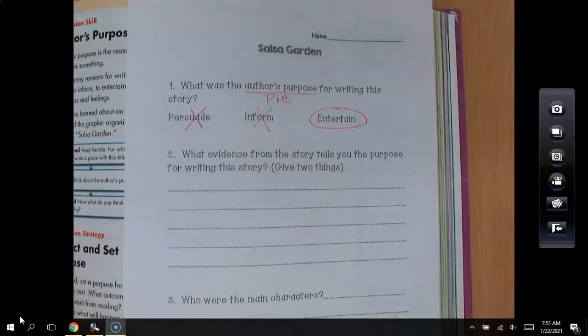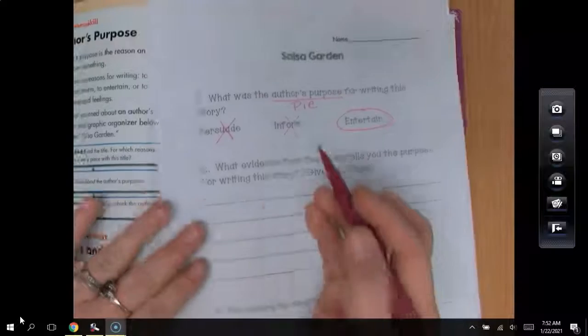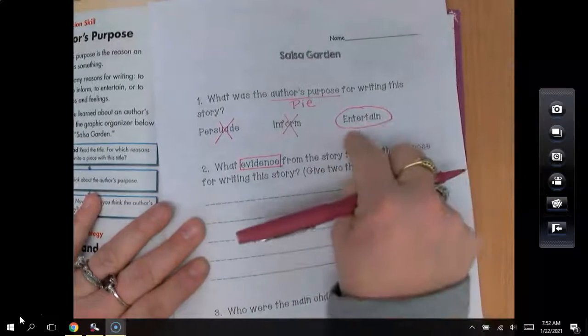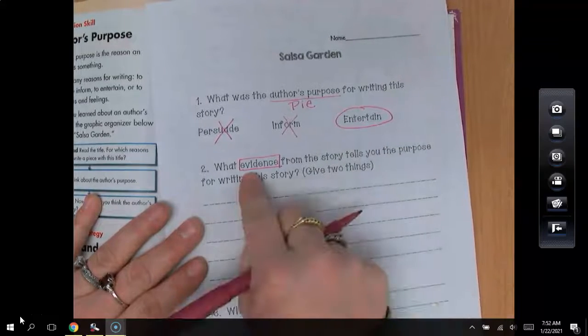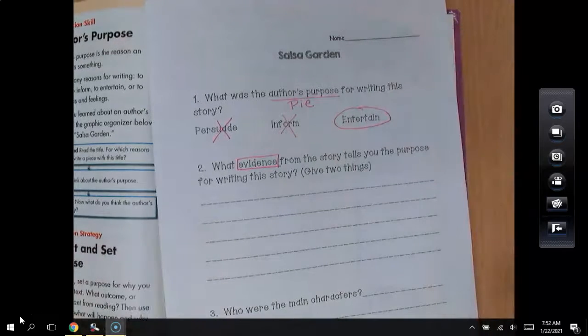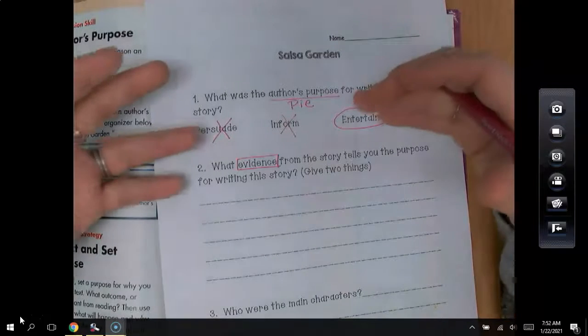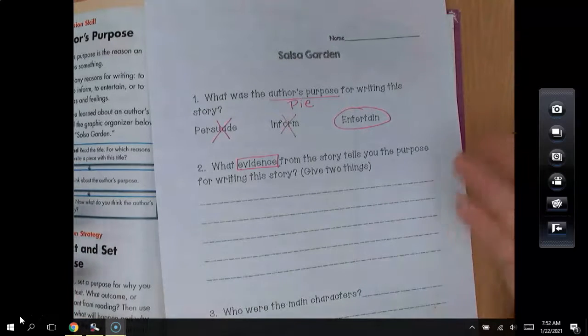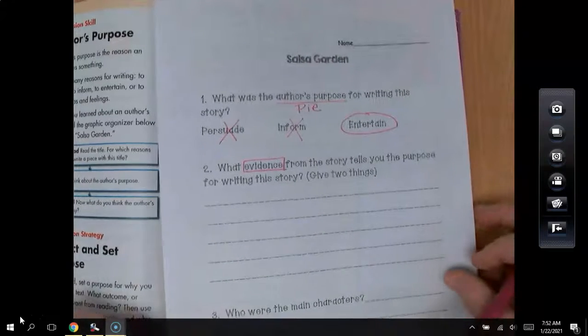Number 2 says, what evidence from the story tells you the purpose for writing this story? Give 2 things. So when I think about evidence, boys and girls, I think that I have to prove why we chose entertain. So when you think of evidence, you have to prove in the story why you chose that specific purpose. Well, we chose entertain. So when you choose your purpose, you have to be able to back it up. You have to be able to tell why you chose that from information in your story.